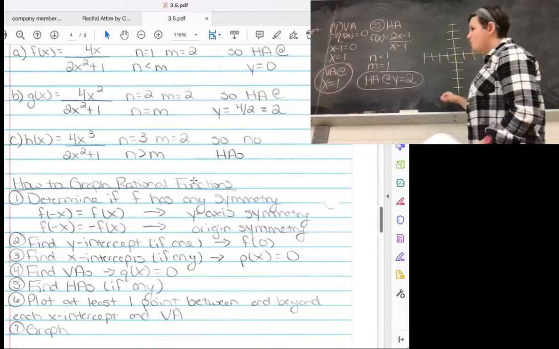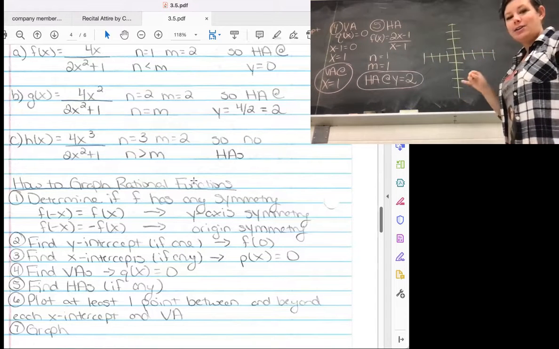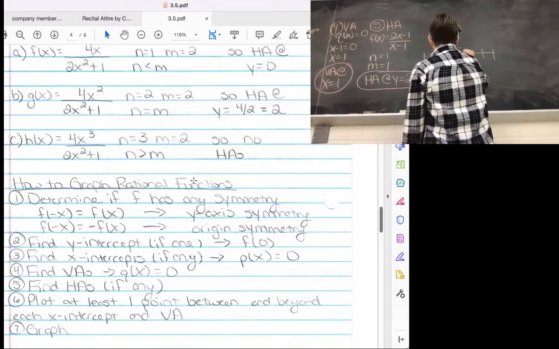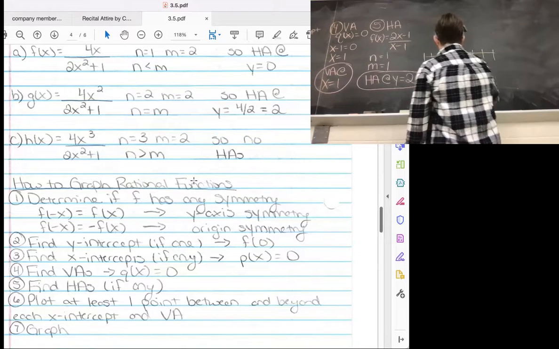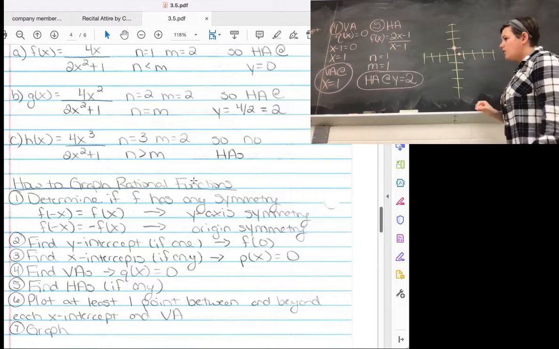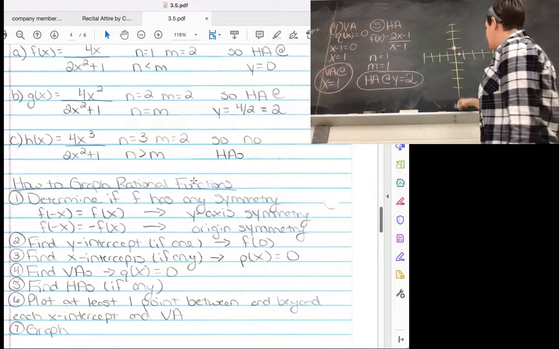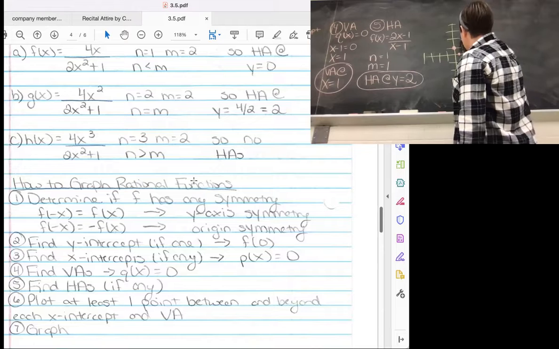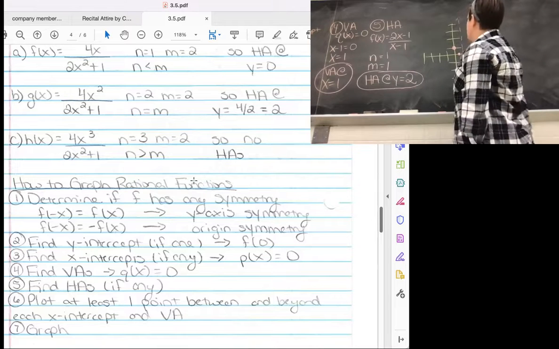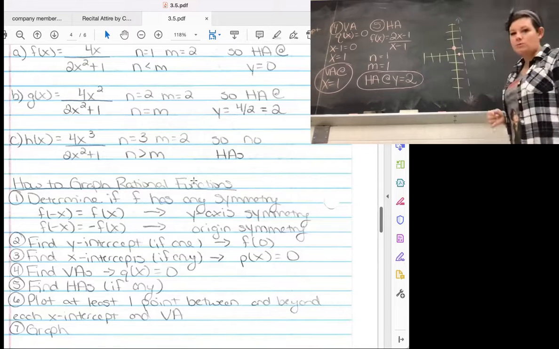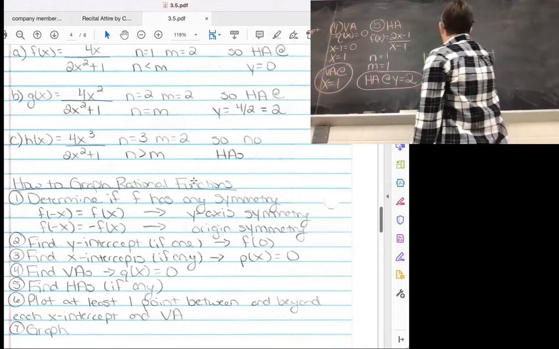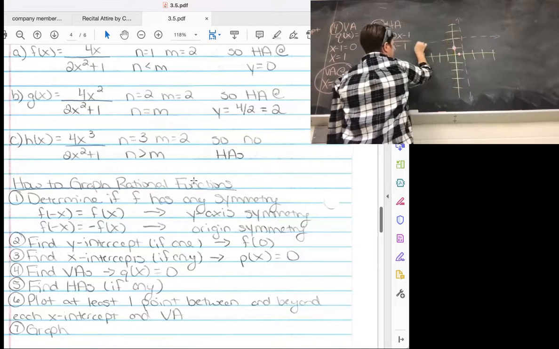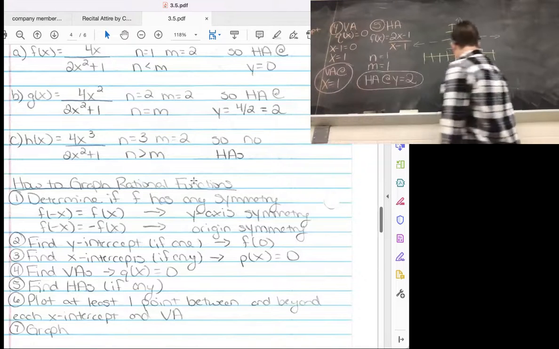Okay, so we found that we had a y-intercept at (0, 1). We have an x-intercept at (1/2, 0). We found that we have a vertical asymptote at x equals 1. Remember, vertical asymptotes are lines that your graph is going to hug. We have a horizontal asymptote at y equals 2. Again, horizontal asymptote, your graph is going to hug it.